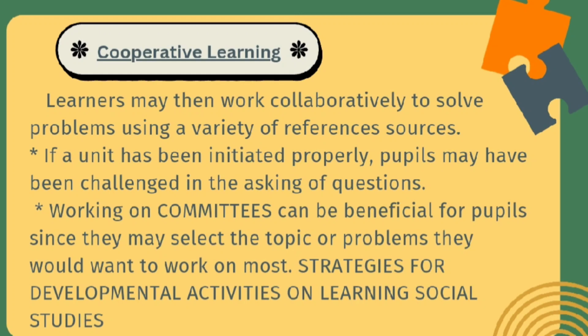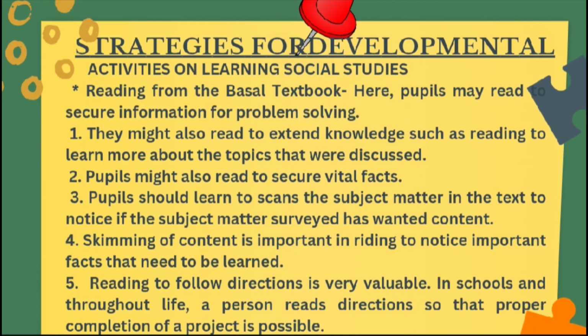Next, strategies for developmental activities on learning social studies is to start reading from the basal textbook. Here, pupils may read to secure information for problem solving. So there are 5 of it. Number 1, they might also read to extend knowledge, such as reading to learn more about the topic that was discussed. Number 2, pupils might also read to secure the vital facts.